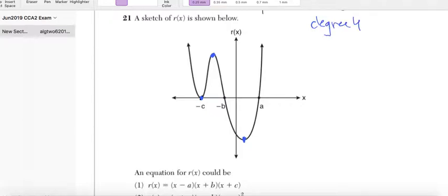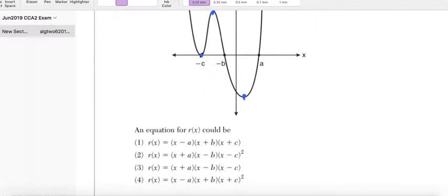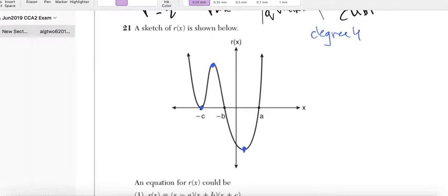So I'm going to look at the choices. An equation for r of x could be, and we have some choices here. Now if we look, we need to see how many zeros there are, right? So I'll circle those. Zeros are the x-intercepts where r of x equals 0. We have 1, 2, 3. Now, but it has degree 4, right? Then how could it have four factors?